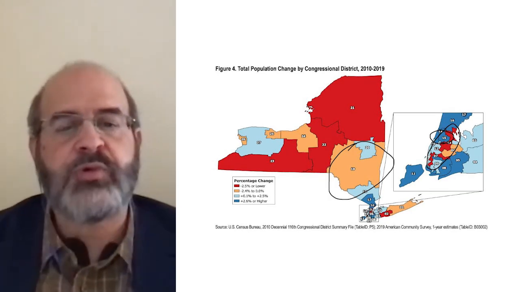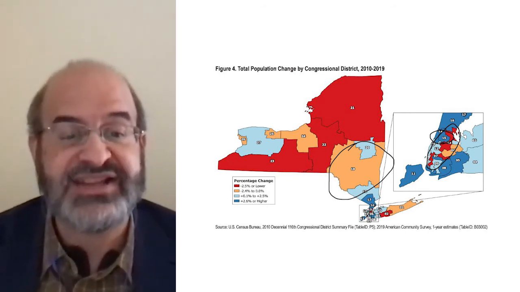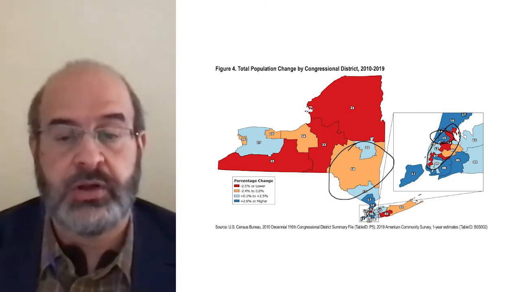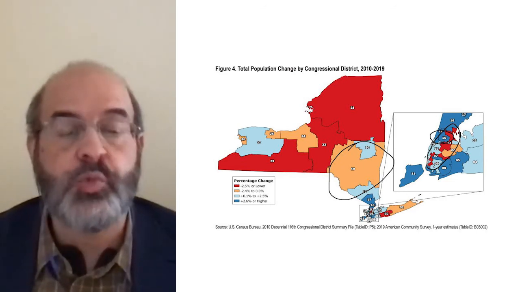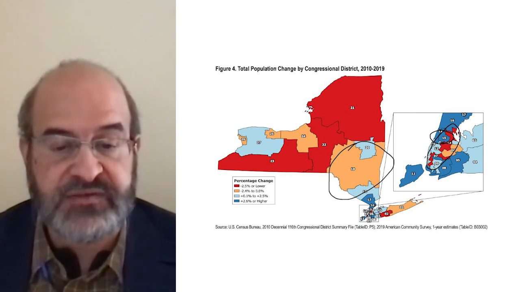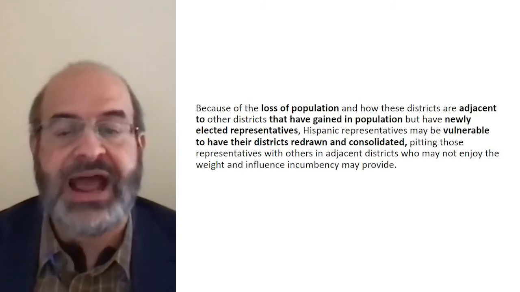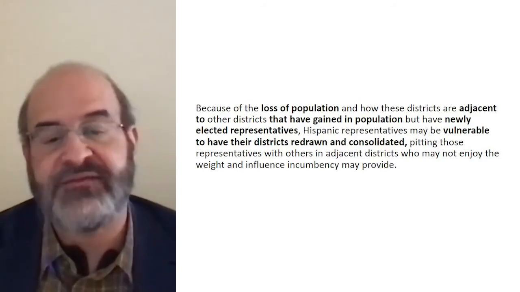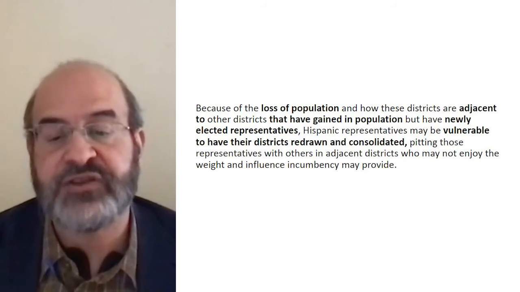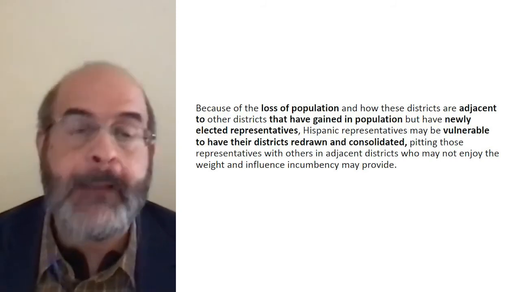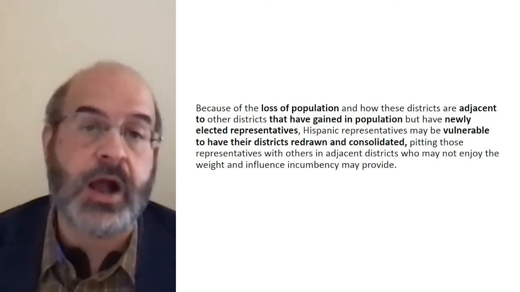2 districts, on the other hand, represented by Hispanics, grew in population, but the concern with these districts is that because they are adjacent to districts that lost population, and because one of these districts that gained population will be represented by a newly elected representative, they may be vulnerable to redistricting. Because of the loss of population and how these districts are adjacent to other districts that have gained population but have newly elected representatives, Hispanic representatives may be vulnerable to have their districts redrawn and consolidated, pitting those representatives with others in adjacent districts who may not enjoy the weight and influence incumbency may provide.